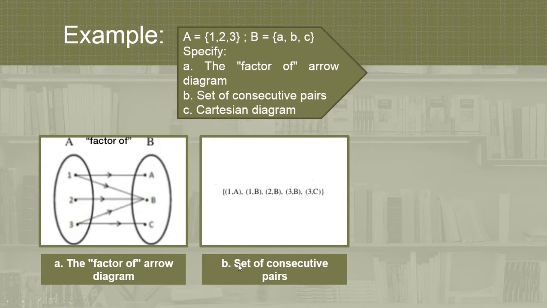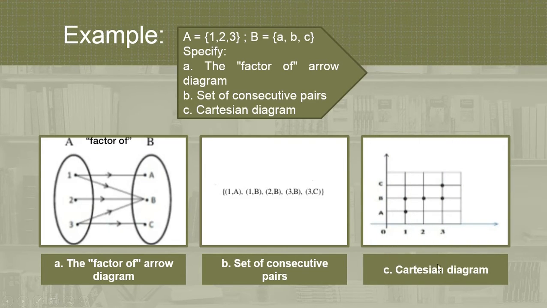And then B, set of consecutive pairs. 1, A. The meaning is 1 factor of A. And then 1, B, 2, B, 3, B, and 3, C. And then C, Cartesian diagram like this. 1 factor of A, 1 factor of B, 2 factor of B, and the other.